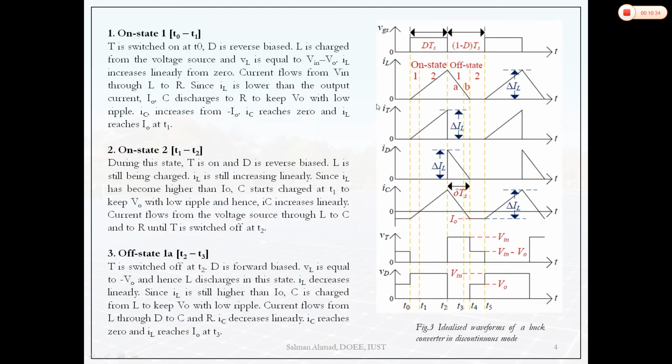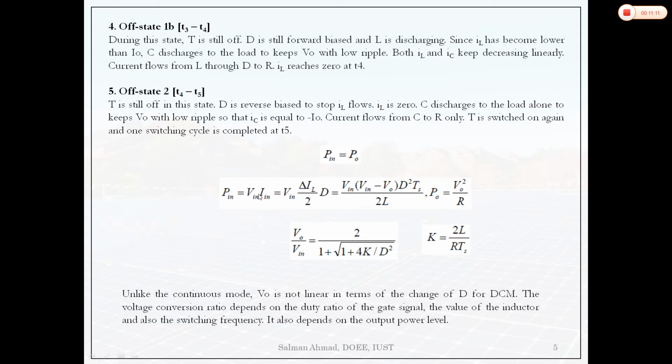So IT average we can find from the waveform. You can see that it is delta IL by 2 if we take one constant value at the midpoint. So it is nothing but delta IL by 2. It is happening only for D TS time. Total time period is TS. So delta IL into D TS upon delta IL by 2 into D TS upon TS. So TS gets cancelled, and we are getting delta IL upon 2 times D. So that will be the average input current.